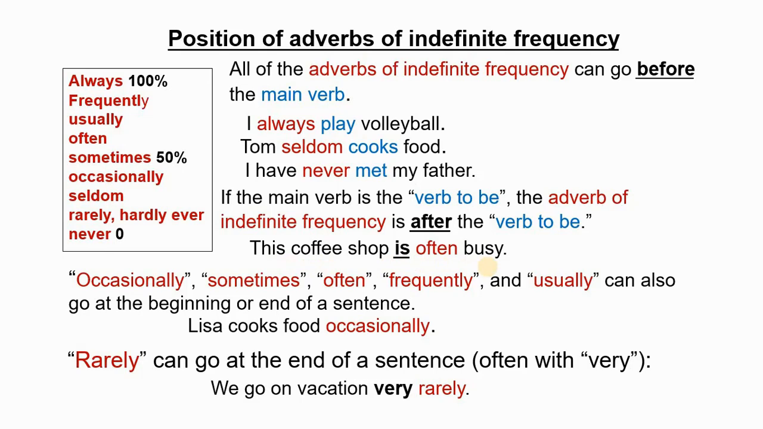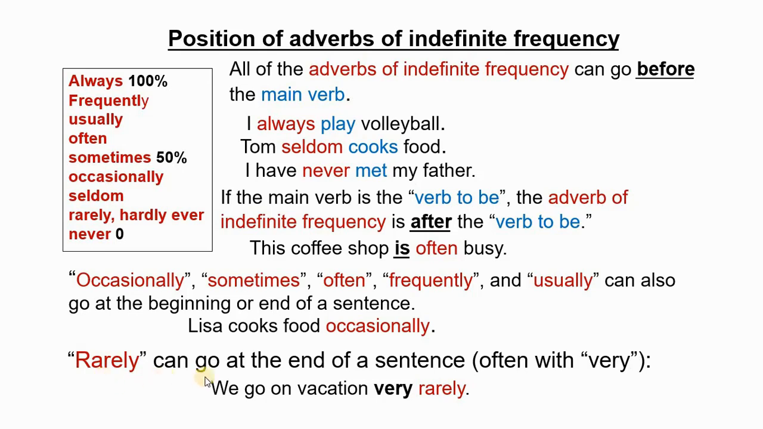This is an exception, and we also have some optional rules. If we want to change the position of these adverbs, occasionally, sometimes, often, frequently, and usually, we can put them at the beginning or end of a sentence. Only these adverbs. Example: Sometimes I play volleyball. As you can see, we put sometimes at the beginning of a sentence. And we can also say: Lisa cooks food occasionally. Here, we've decided to put occasionally at the end of the sentence.